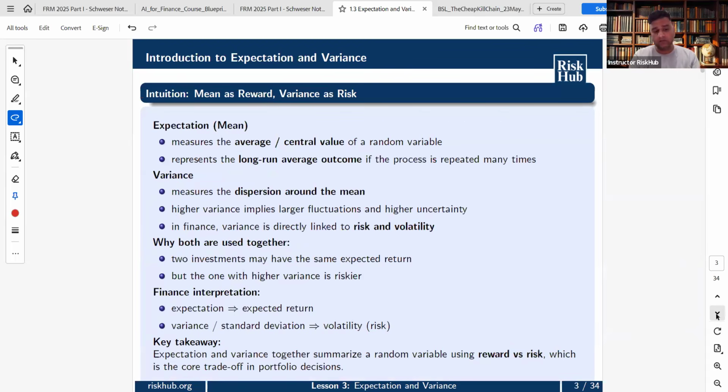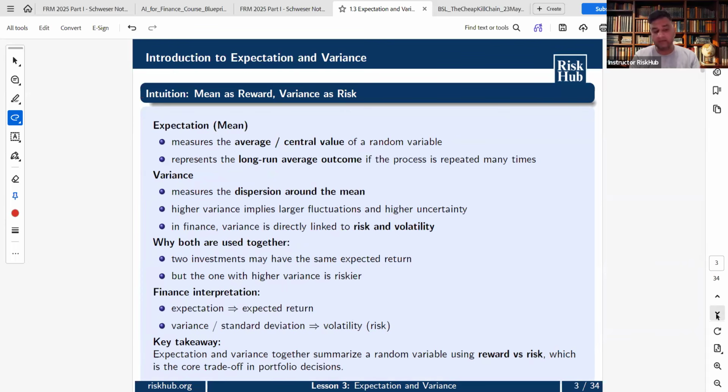Then we get into intuition: mean as reward, variance as risk. Again, a lot of theory. The slide contains one of the most important ideas in finance. Expectation, or mean, measures the average outcome, or long-term average. If you repeat an experiment infinitely many times, the average outcome equals the expected value. This is called the law of large numbers. Variance measures spread around the mean. A large spread means greater uncertainty; a smaller spread means more predictability.